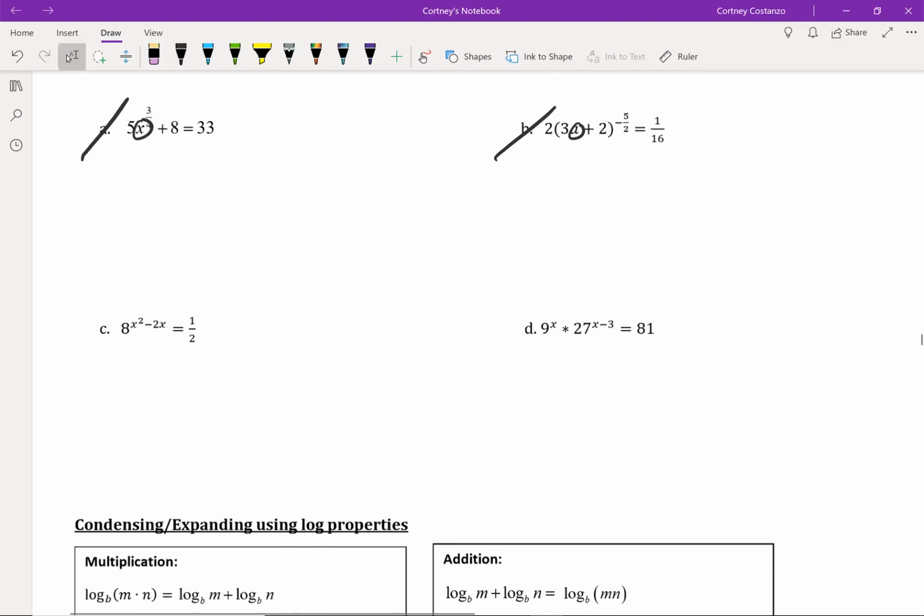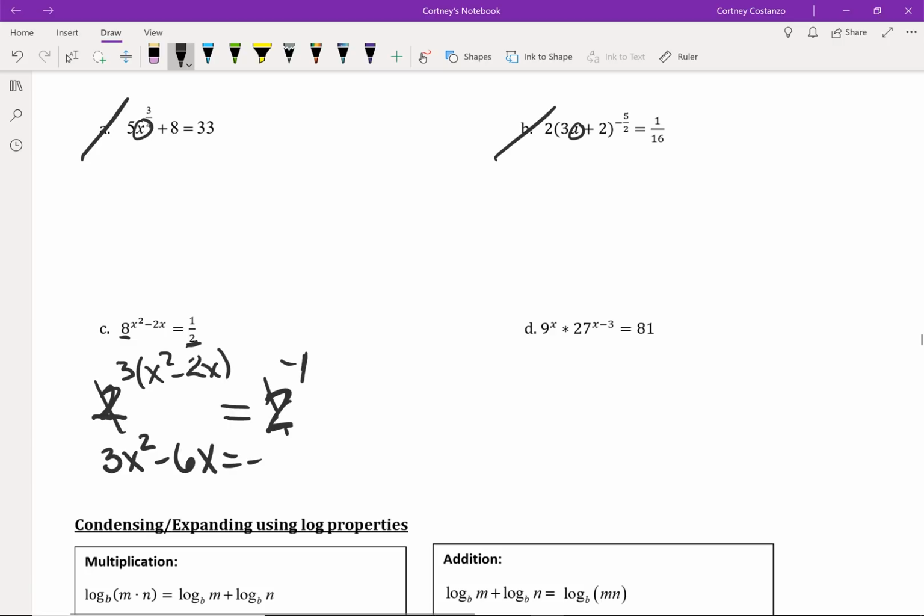What we want to do is get common bases so we can drop the base and just solve for the exponents. So what we need to do is rewrite 8 and 1/2 as a similar base. So I can rewrite 8 as 2 cubed, which works very nicely. And I can write 1/2 as 2 to the negative first power. Because remember, negative exponents reciprocate and that makes fractions. Now that they both have a base 2, I can drop the bases and all I have to do is solve for the exponents. So 3x squared minus 6x is equal to -1.